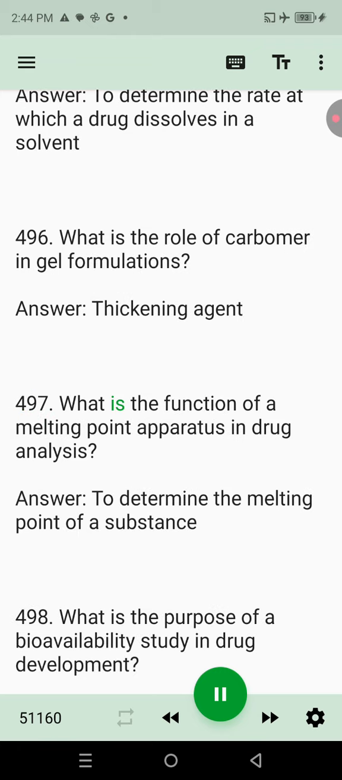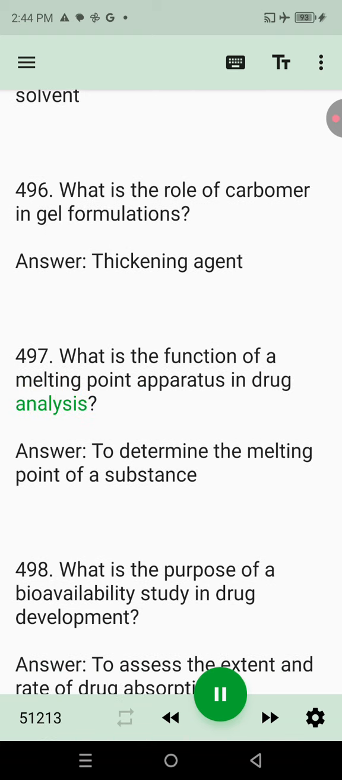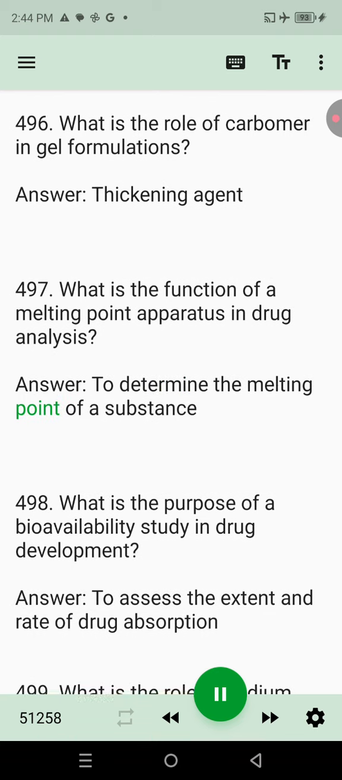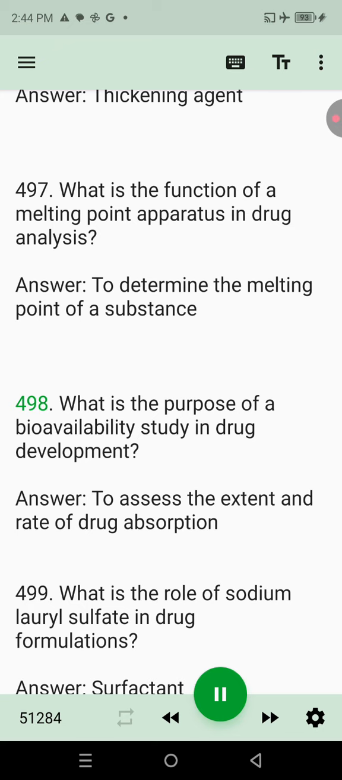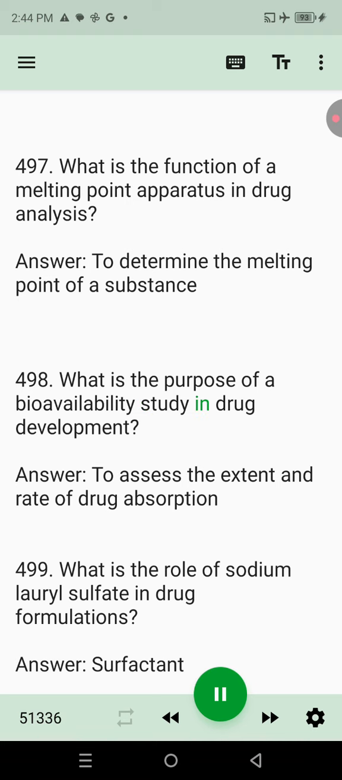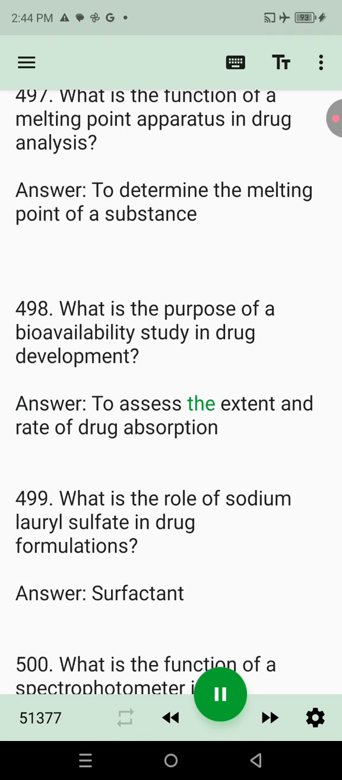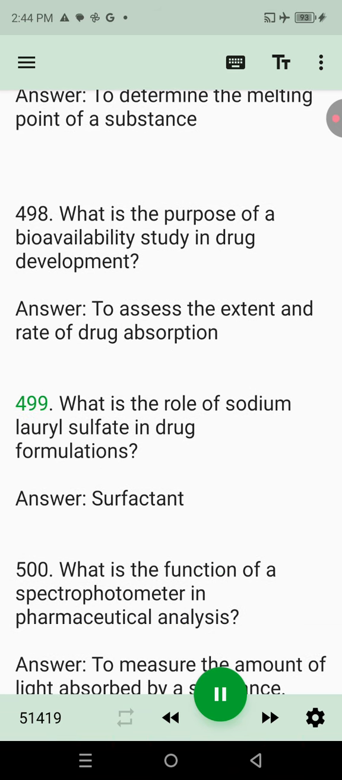497. What is the function of a melting point apparatus in drug analysis? Answer: to determine the melting point of a substance. 498. What is the purpose of a bioavailability study in drug development? Answer: to assess the extent and rate of drug absorption.